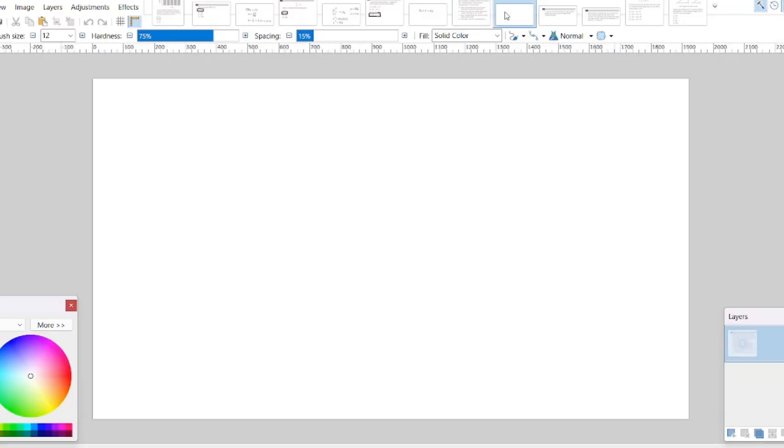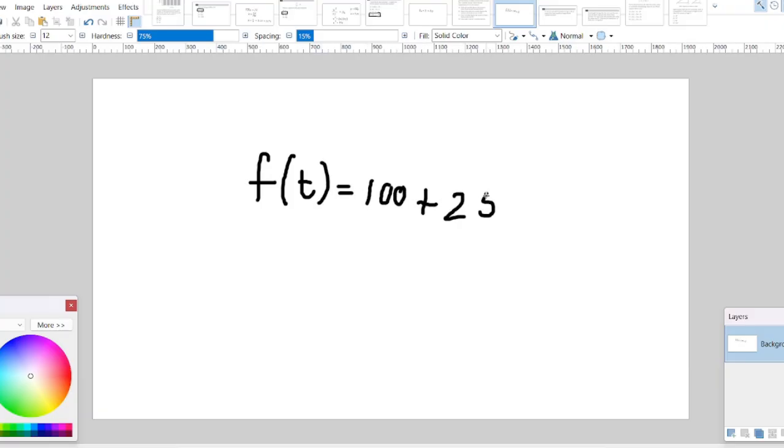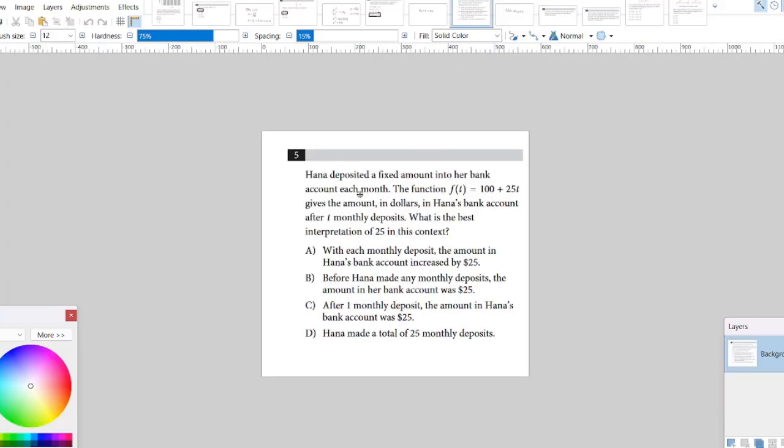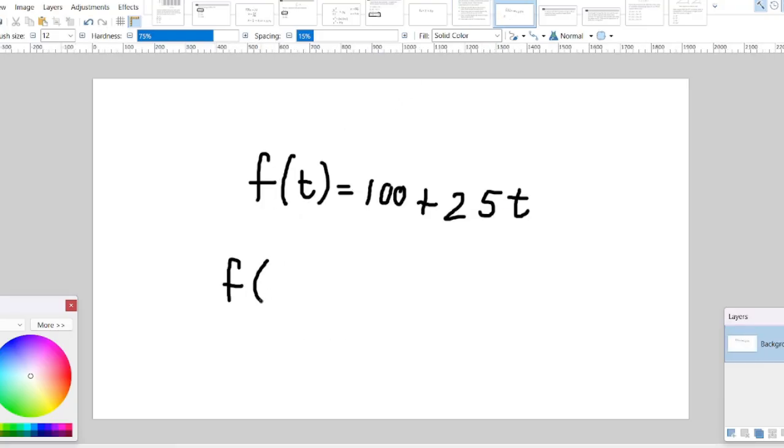Yep, there we go. All right, so it says f in terms of t is equal to 100 plus 25t. Okay? So it says Hannah deposited a fixed amount into her bank account each month. The function f in terms of t gives the amount in dollars in Hannah's bank account after t monthly deposits. So t is the amount of monthly deposits, and f in terms of t represents the actual money in the bank account. So f in terms of t represents the money in the account, and t represents the number of monthly deposits.